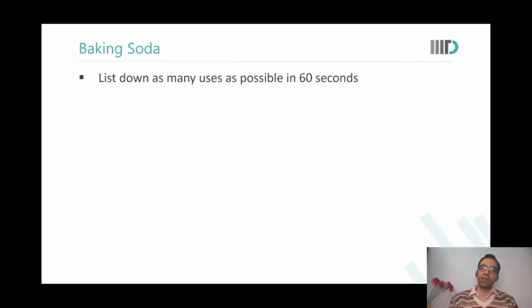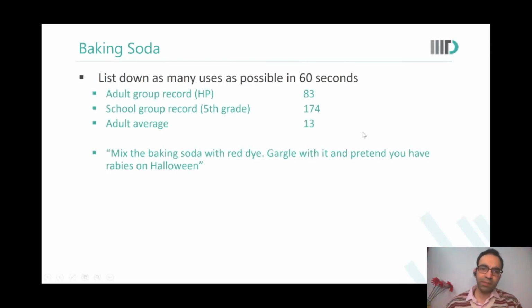Okay. So what is happening here? You know, when this experiment was done with an adult group in HP, they got 83 ideas. A school group, 5th class, came up with 174. An average adult would come up with around 13. And one of the ideas that this school group came up with: mix the baking soda with red dye, gargle with it, and pretend that you have rabies on Halloween night.